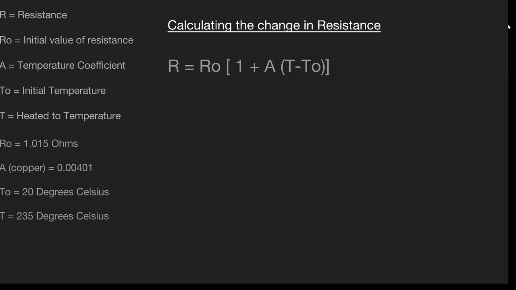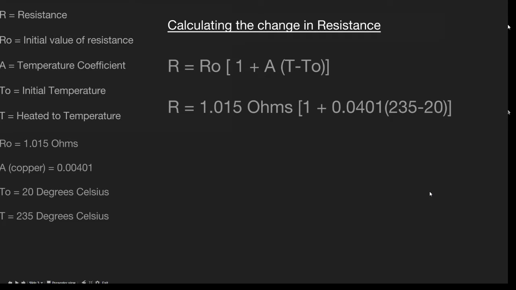All right, so here's the setup for the equation. To accomplish this, we're going to take our starting resistance, our initial value of resistance, and multiply it by the following parentheses: 1 plus the temperature coefficient multiplied by the following parentheses. Then you take your ending temperature subtracted by your initial temperature. Then you close both parentheses, and that'll give you your answer.